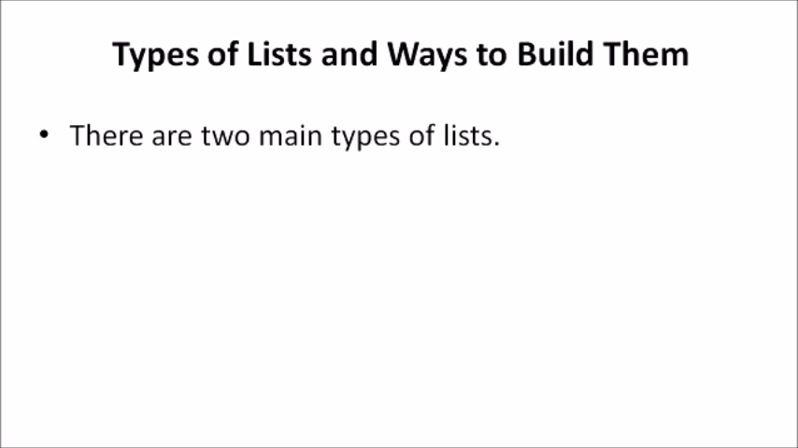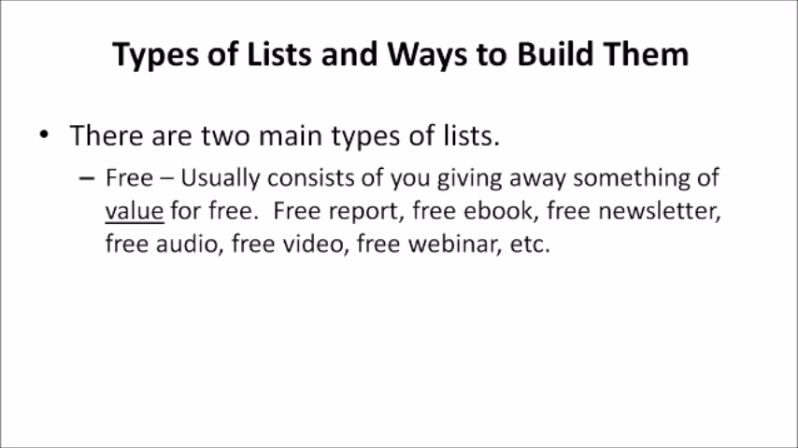The first list type is a free list. Usually this consists of giving away something for free, something of value, something normally that people are willing to pay for, but they're getting it for free. Either you can give them a free report, free ebook, free newsletter, free audio, free video, free webinar, and so forth. But just think of something of value. It has to be something of value that they would actually want.